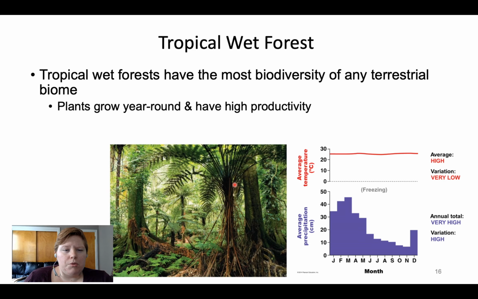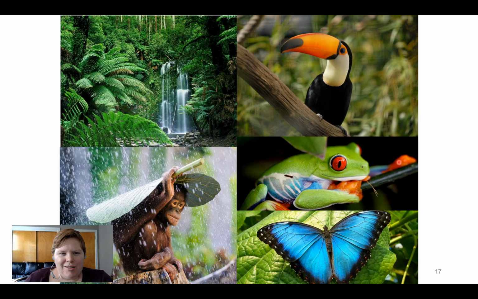And on the right, you see a couple of graphs. So we look on the bottom over the course of a year at how much rain they get in centimeters. And so there's rainy seasons and then drier seasons, and not very much temperature change. So those are tropical wet forests. And these are the kinds of things you'd see living there. Just really lush, amazing, colorful species. There are millions of unique species in these rainforests that live nowhere else on Earth.